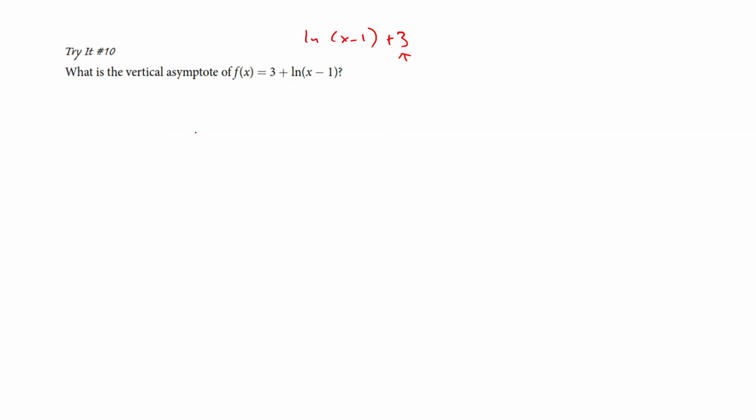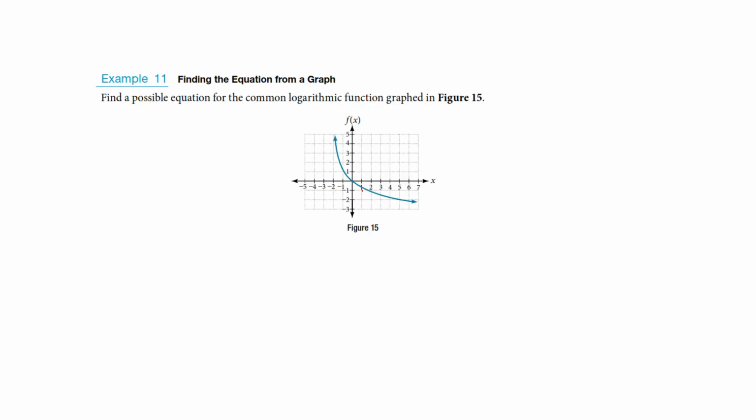Oh, they wanted the asymptote. So same thing, x minus 1 has to be greater than 0. X has to be greater than 1. So my domain would be 1 to infinity. And my asymptote is just going to be there at that 1. Range is always the same, negative infinity to infinity.